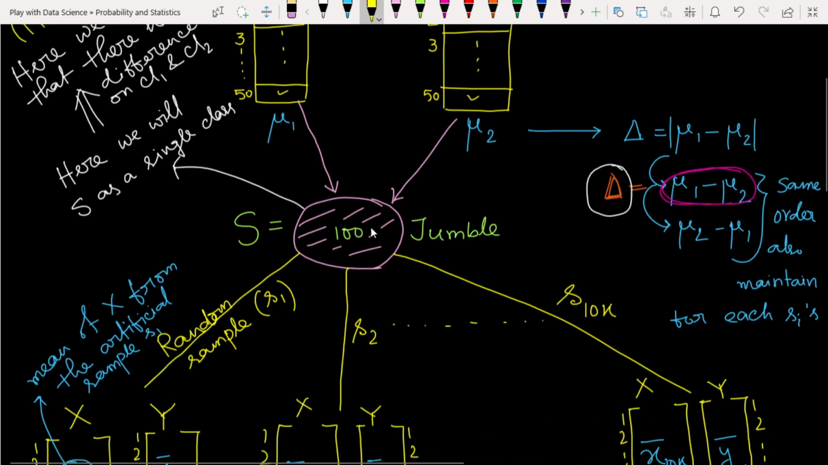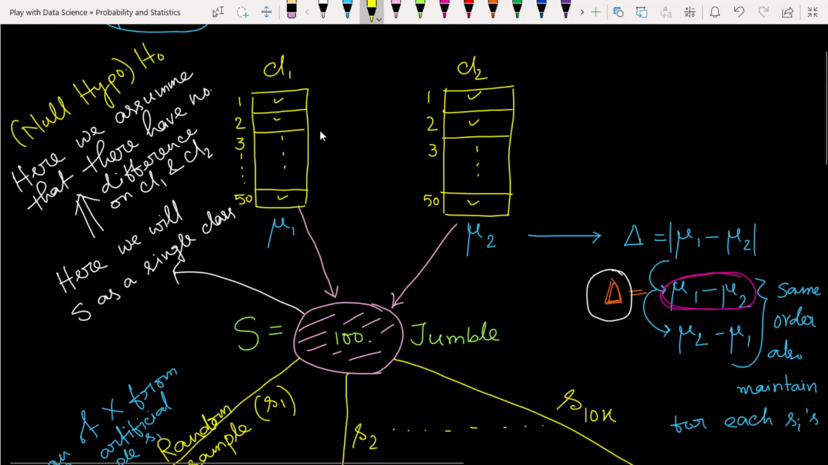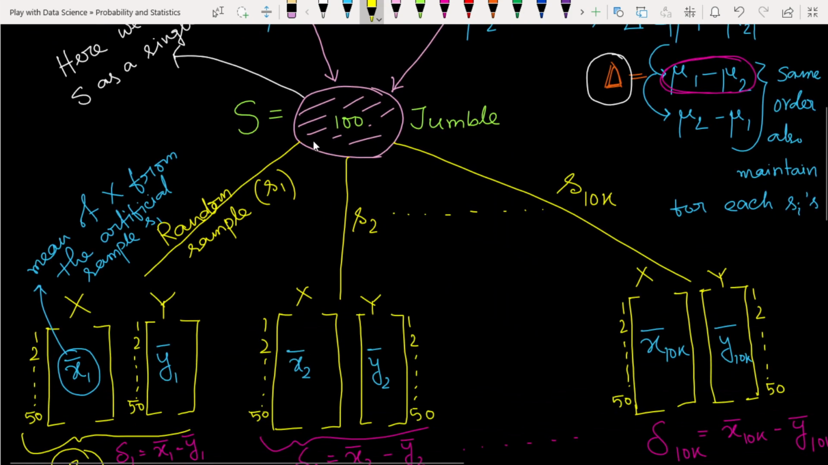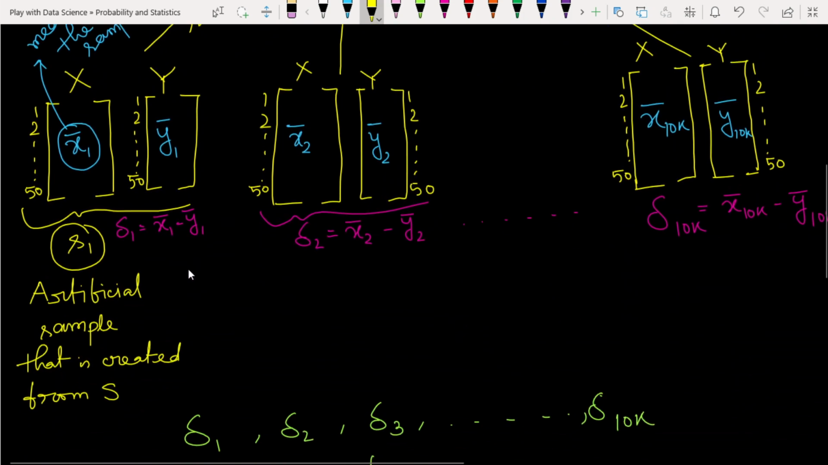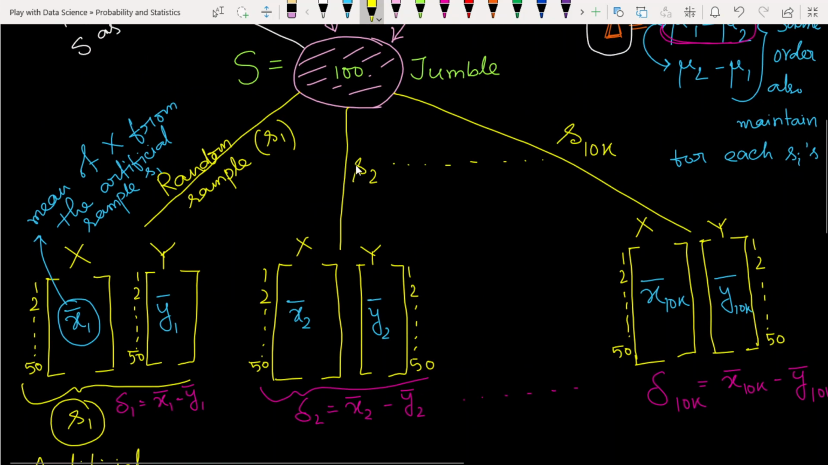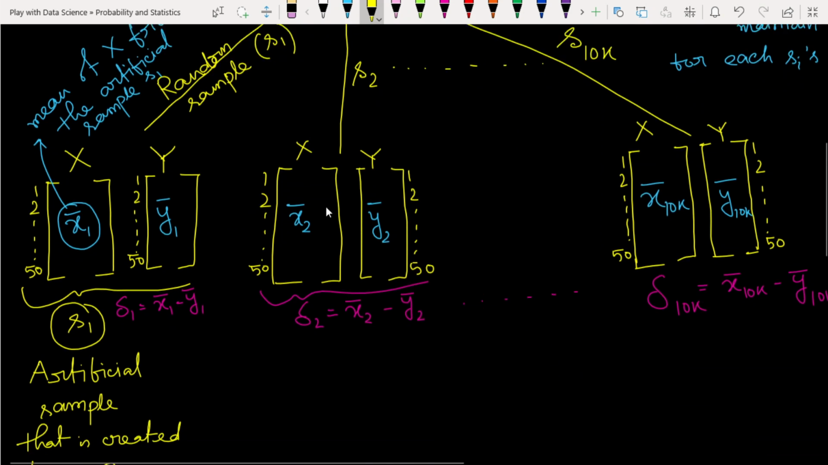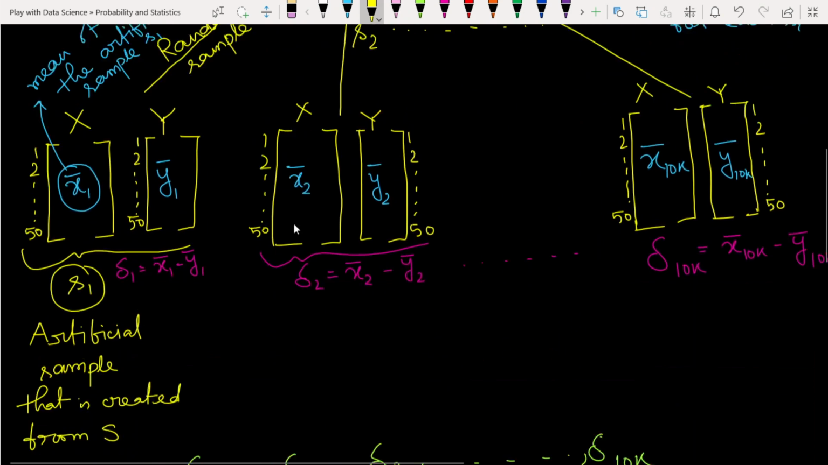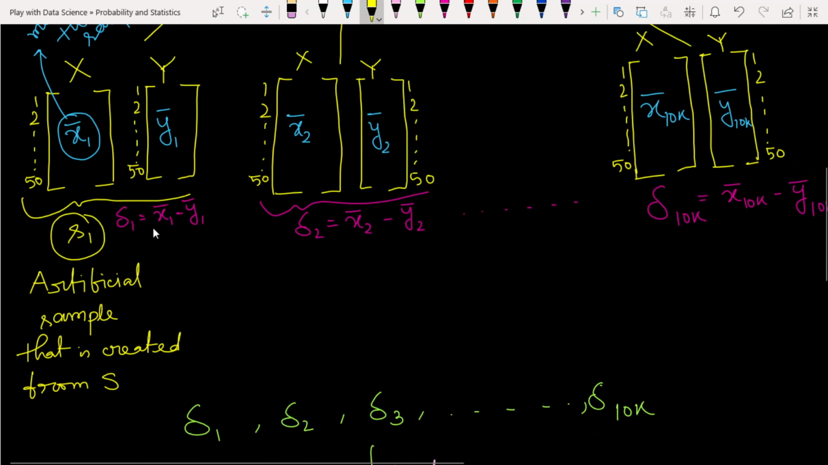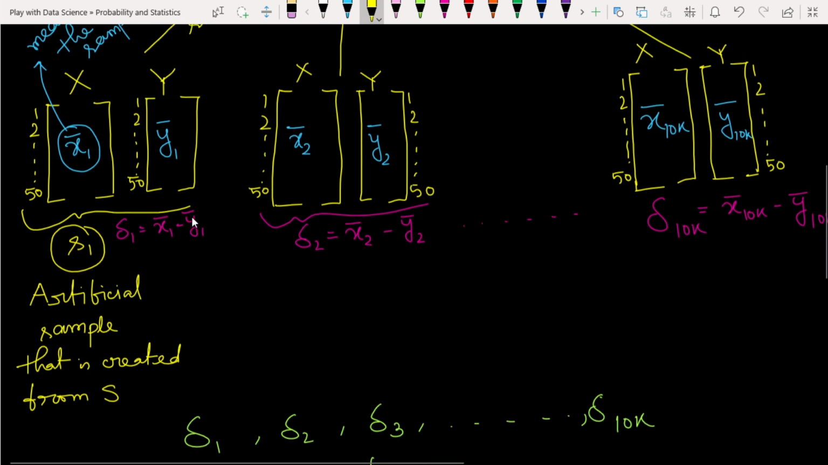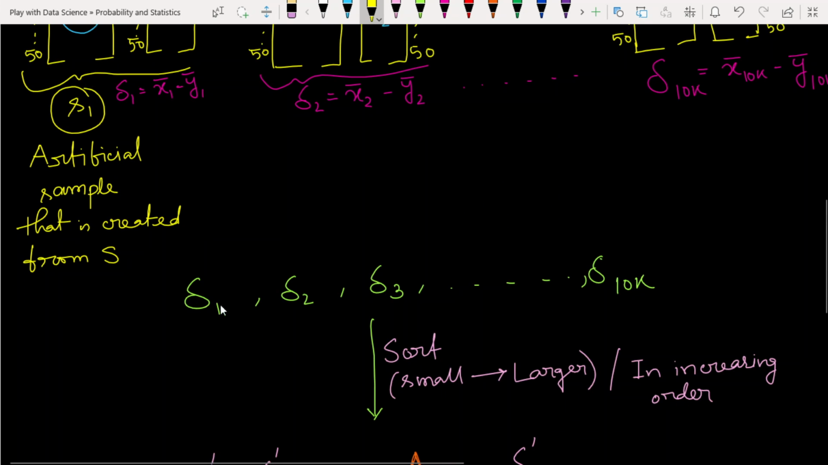Because we have assumed that the two different classes have no differences, from the single class S we will now make samples, called artificial samples, S1, S2, and so on. After sampling, we do the same process: we calculate the means and find the differences for each artificial sample.